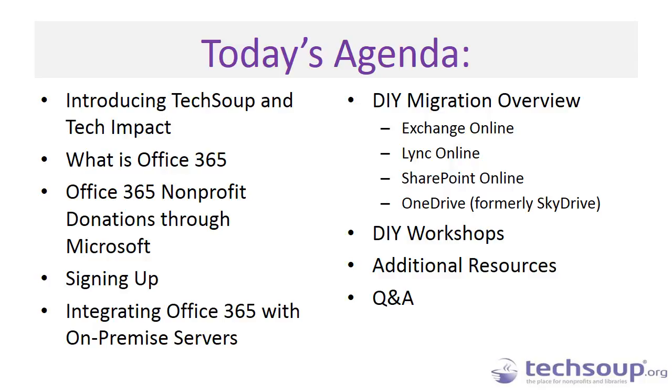And then we'll go over some of the integration processes for Office 365 with on-premise servers and talk about the migration of each of those pieces, Exchange, Lync, SharePoint, and OneDrive. Then we'll cover a little bit of information about the do-it-yourself workshops that are available if you need a little bit more guidance but want to go the route of doing it yourself. And we'll share some additional resources. And we'll have some Q&A at the end, but we'll also try to raise some questions up throughout.